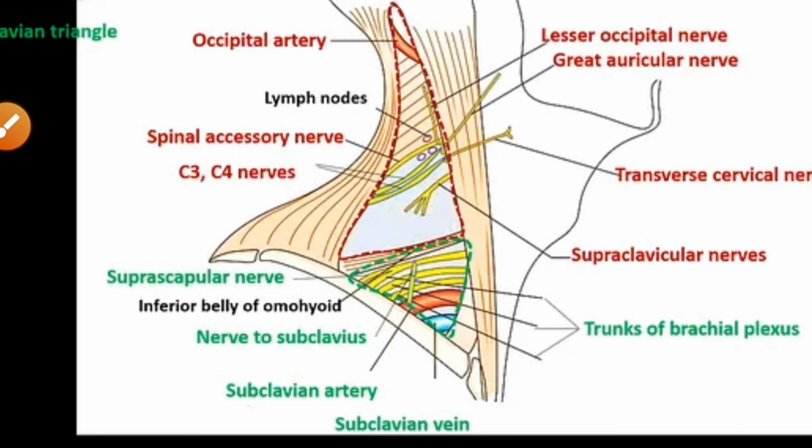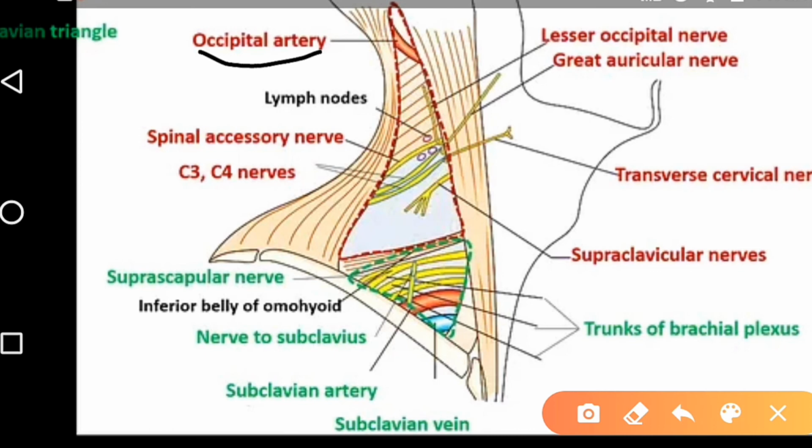While the blood vessels present in the occipital triangle are the occipital artery, and the transverse cervical arteries and vein, which are not being shown. And in the supraclavicular triangle we have the subclavian artery and vein, and also the supraclavicular artery and vein and lower part of external jugular vein.